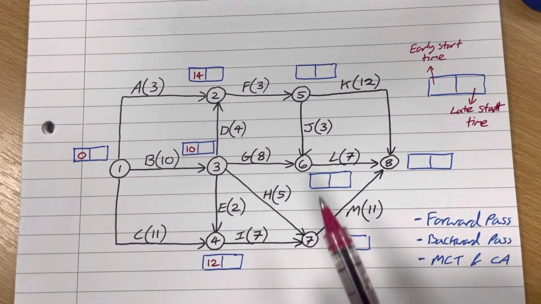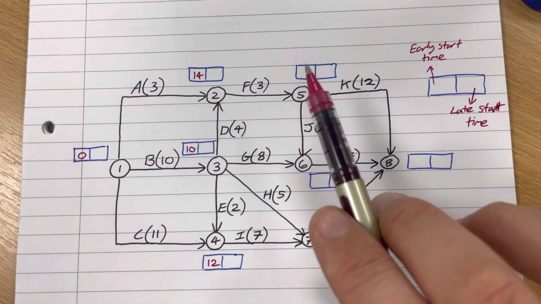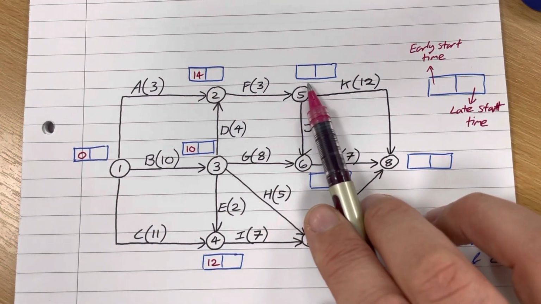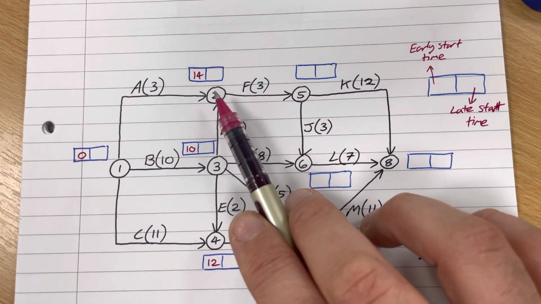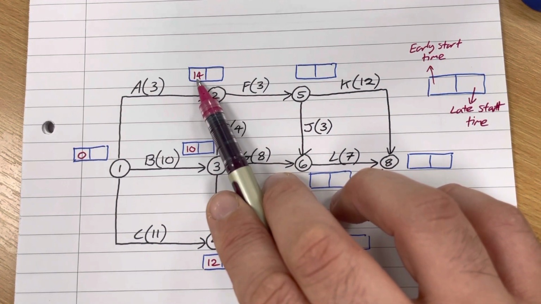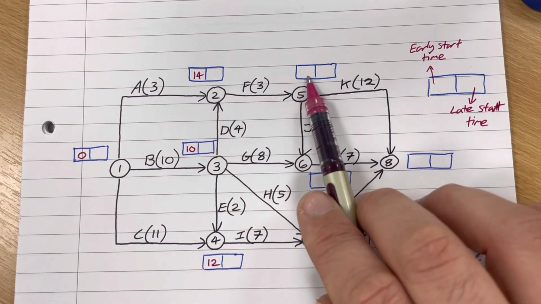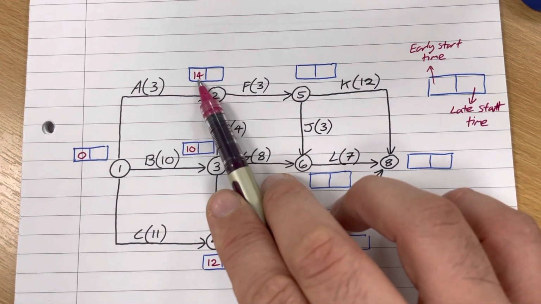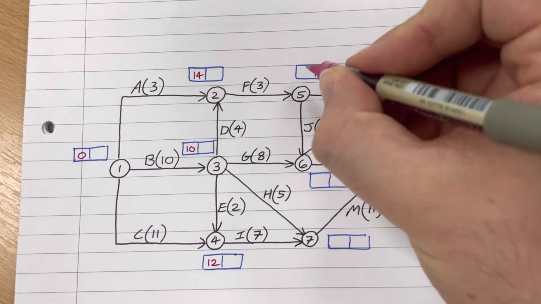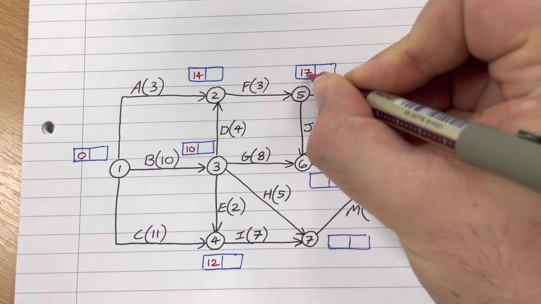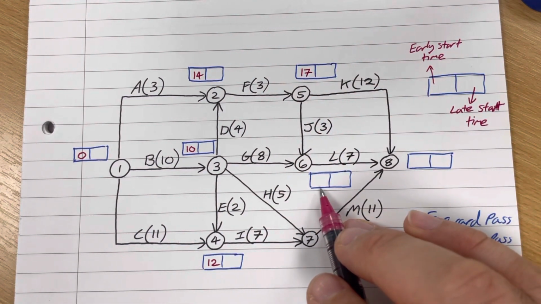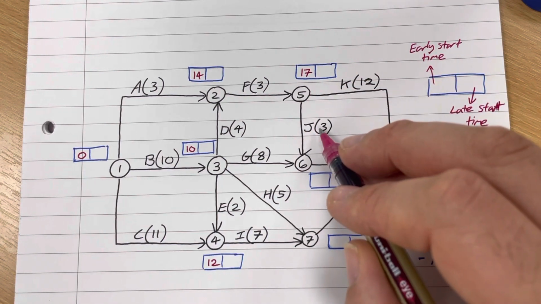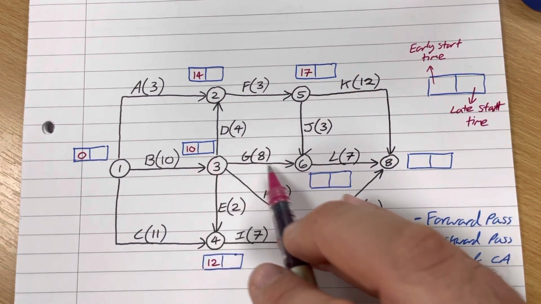So I cannot do this one yet because I haven't got this one. I can do this one because the only input is from node 2, and I have an early start time for node 2. So the number that goes in here is going to be 14 plus 3. Okay, the early start time plus the duration gives me the next early start time, which is 17. I can now do this one. I'm going to compare 17 plus 3, which is 20, with 10 plus 8, which is 18.